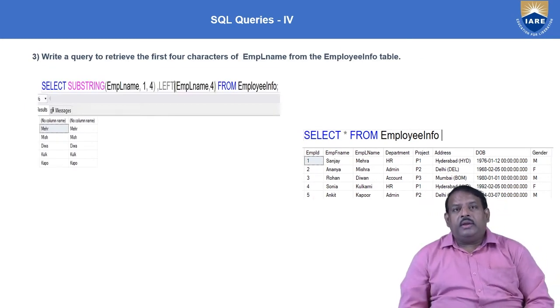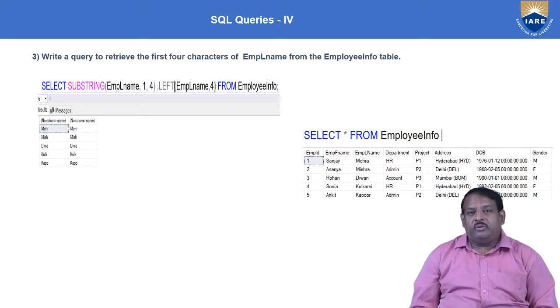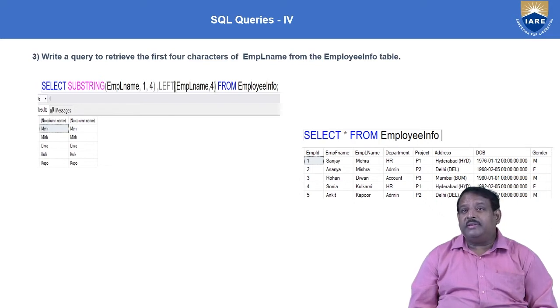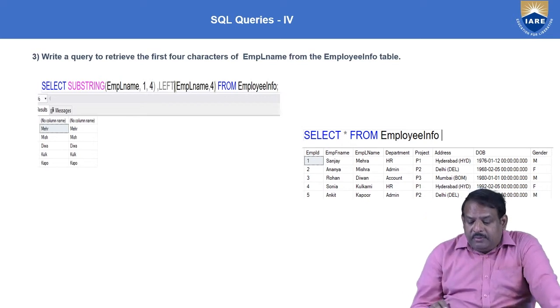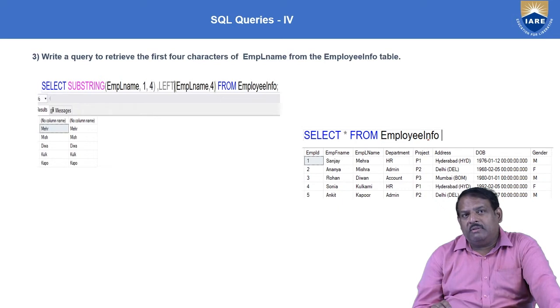Okay, now the next question would be: write a query to retrieve the first 4 characters of an employee last name in the employee info table. Now here we have the employee info table. This is the same table which we have been working with from the last 2 questions. We have to use the same table.